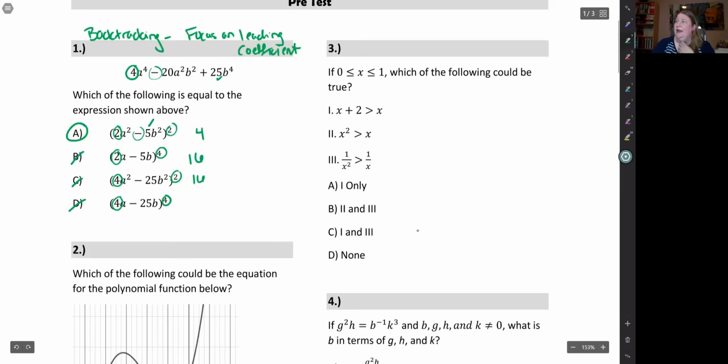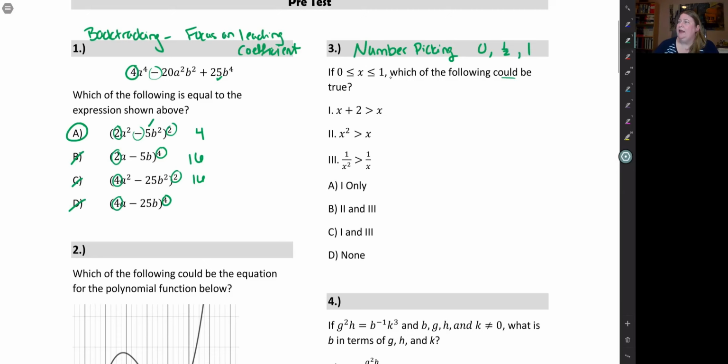On to question 3. I have that x is between 0 and 1. Let's still use number picking. And in this case, I want to pick 0, 1/2, and 1. Because it says which of the following could be true, I really need to just make it work for one of these 3 numbers. And so I'm going to pick both endpoints and something in the middle.